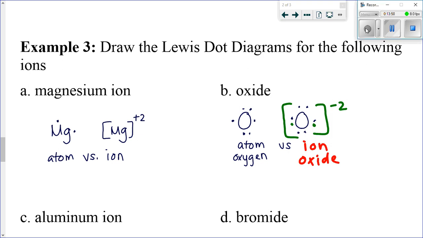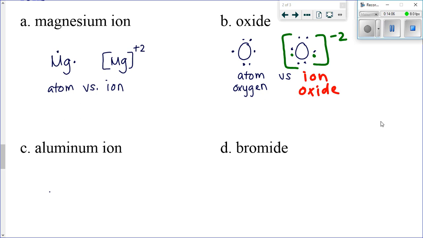Okay, I want you to draw the Lewis dot diagrams for the aluminum ion and the bromide ion. All right, let's see how you guys did. For aluminum ion, your Lewis dot diagram will look like this. Your bromide will look like this.